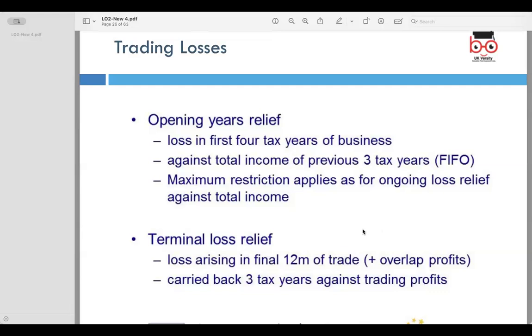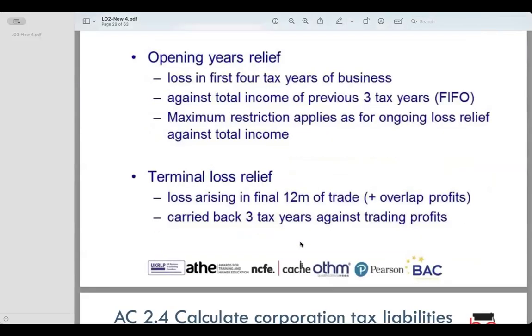Terminal loss relief: a terminal loss arising in the final 12 months of trade is carried back 3 tax years against trading profit. Basically, this relief applies to losses that occur in the final 12 months of a business trade, including any overlap profit. What's interesting here is that these terminal losses can be carried back, meaning they can be offset against trading profit from the preceding 3 tax years. This backward adjustment can help reduce the tax burden for the business in the final year of operation.